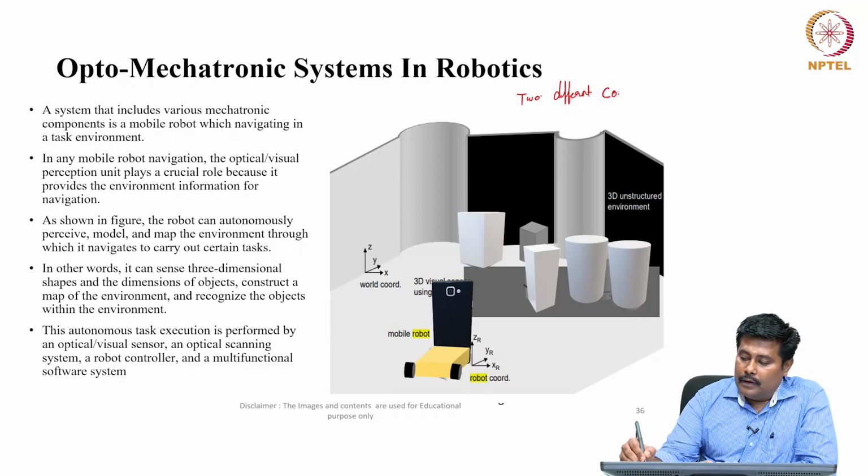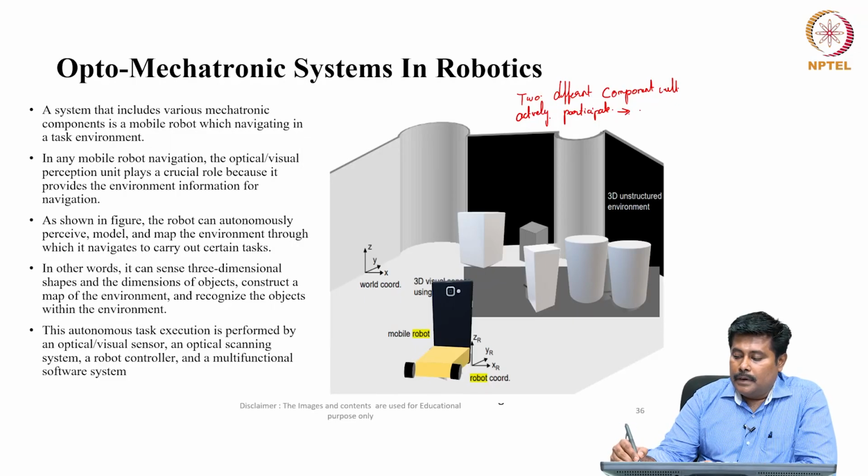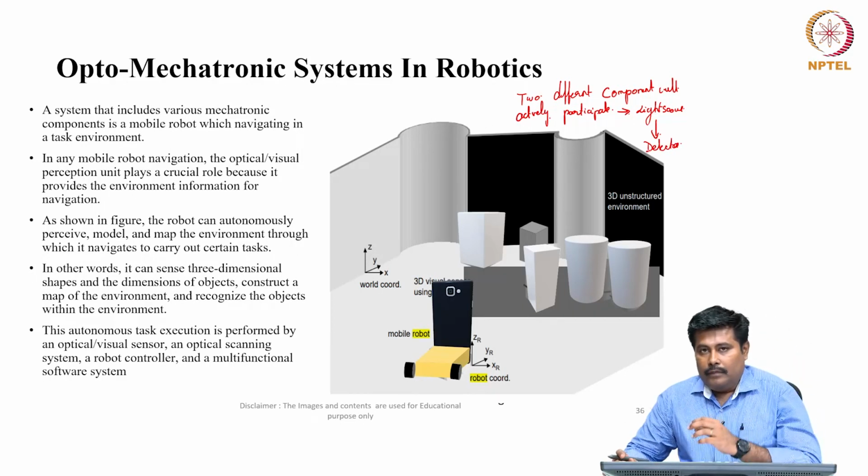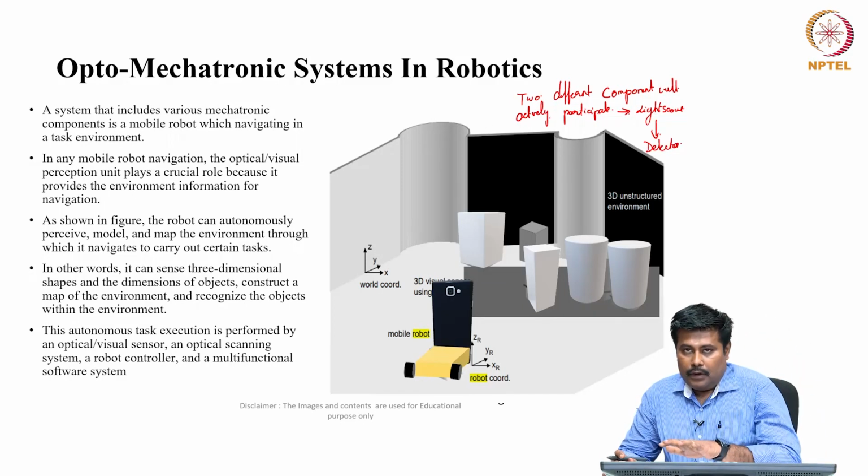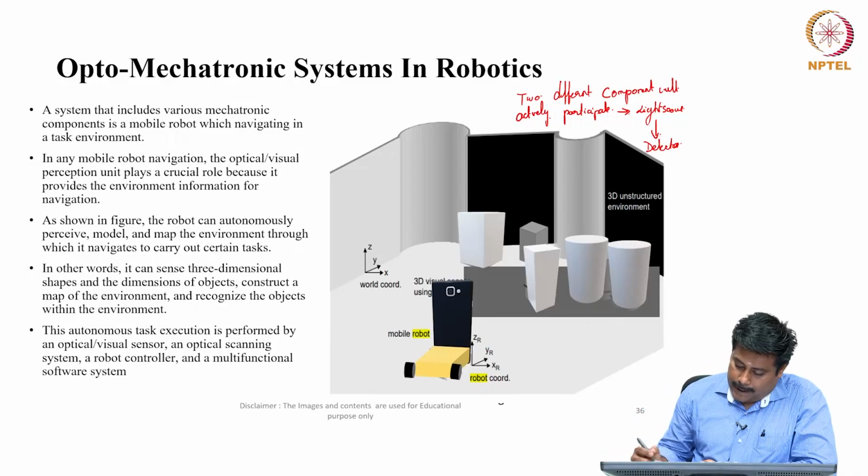So in all these cases, if you keenly observe, two different components will actively participate. One component is the light source and the other component is the detector. Now, if we need to look into the fundamentals of the usage of a light source and a detector, let us take an example.